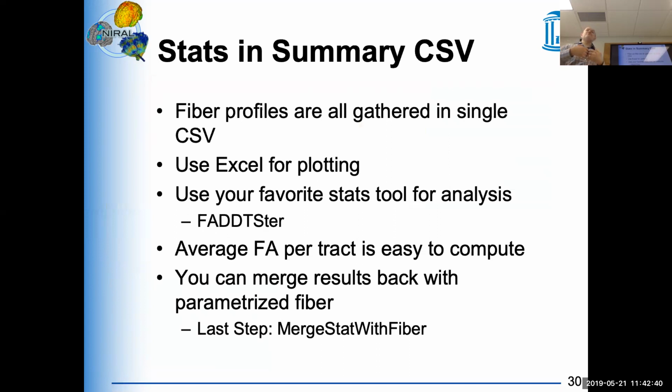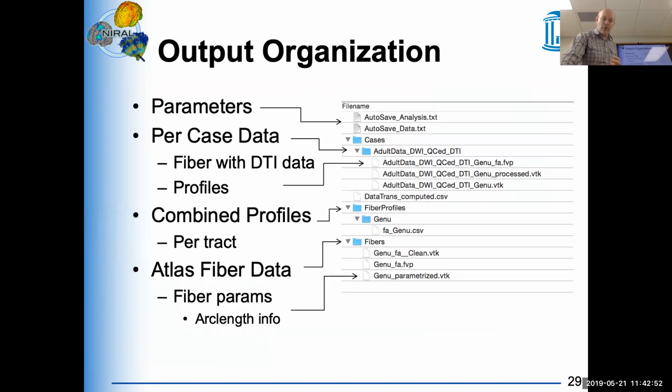Now you have p-values or other information along the tract. You can merge that back into the tract. That's a tool called Merge Stat with Fiber. What you will need, from before, is that parametrized VTK file, plus your file that has the stats in there that you want to have visualized, and you give that to Merge Stat with Fiber, and then it will add those stats into the fiber.